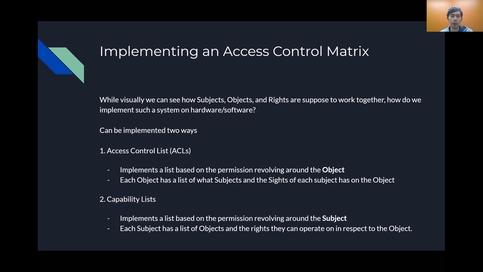A capability list is the opposite, in which case it implements a list based on the permissions revolving around the subject. And so, like it implies, the subject is then granted rights in relationship to the objects that it wants to access.